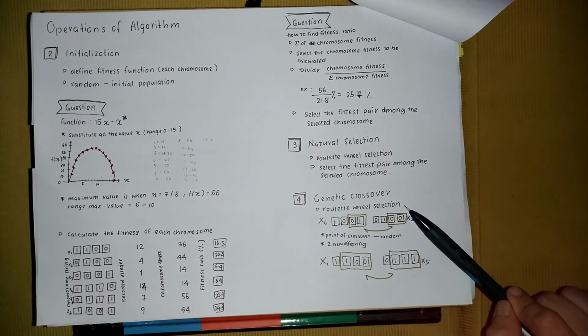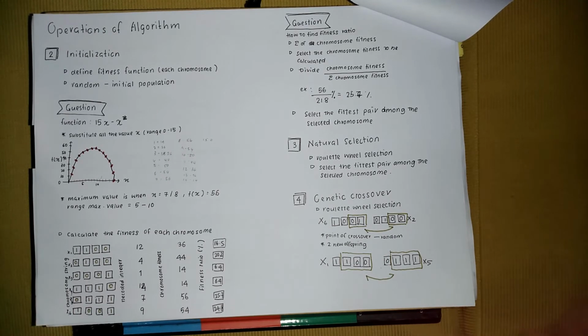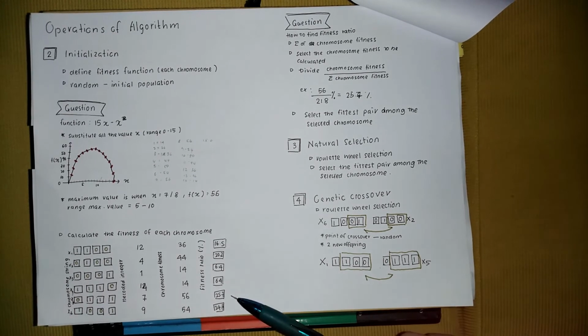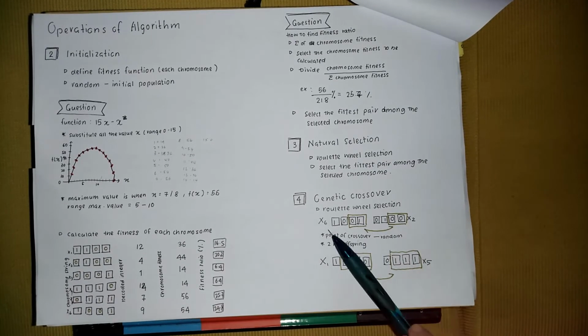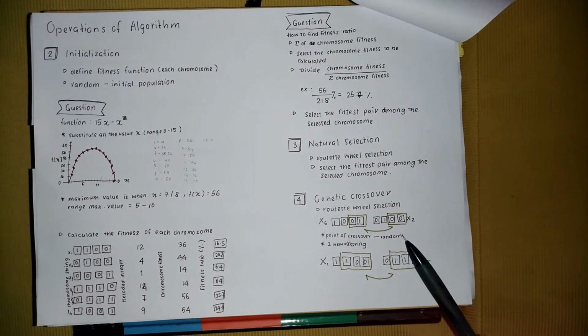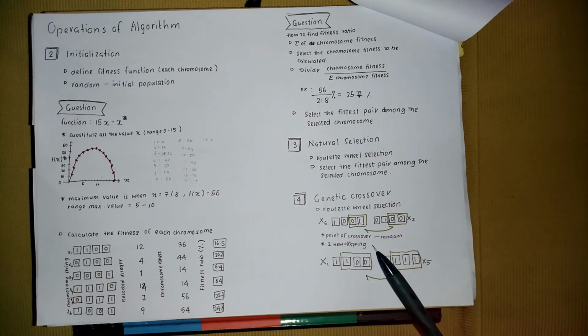After the natural selection, the fourth operation is genetic crossover. Here, we'll be using the roulette wheel selection. That means it will be randomly turned for 6 times because we have 6 chromosomes here. And the point of crossover between the 2 chromosomes is random. And we'll have 2 new offspring.